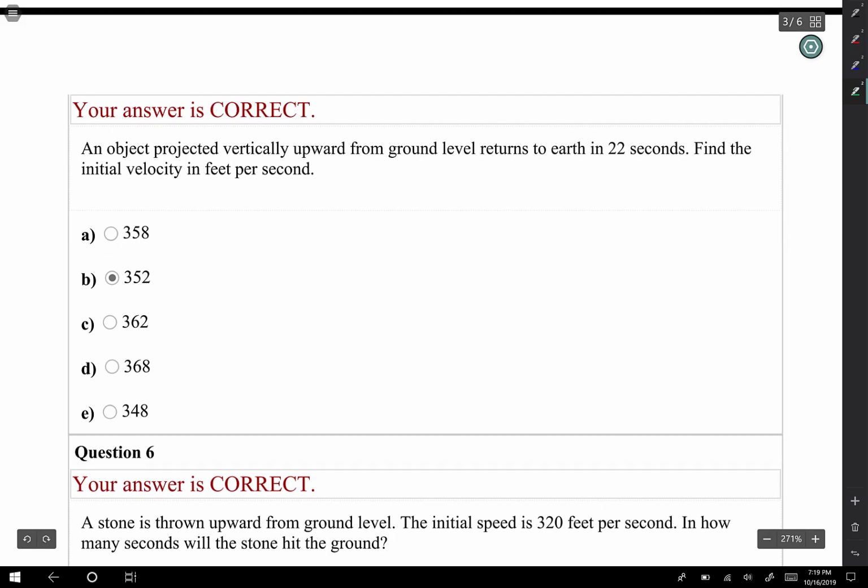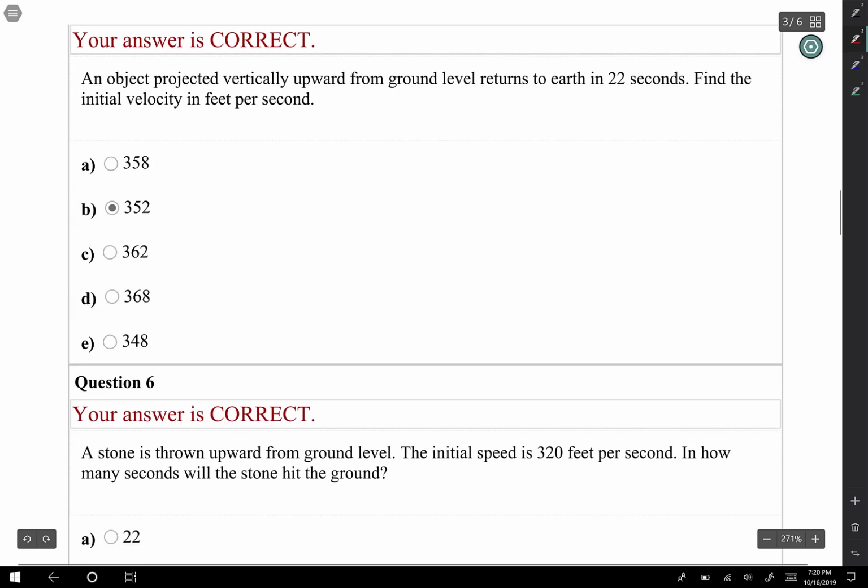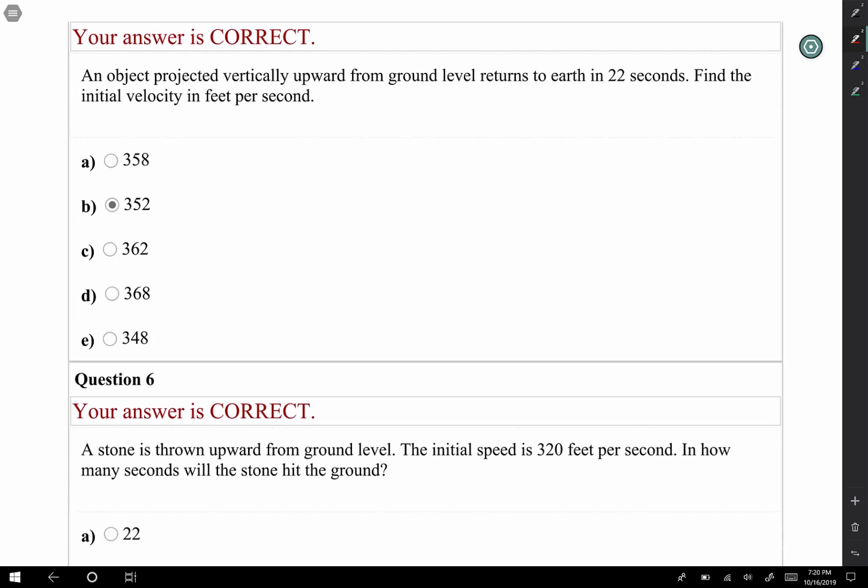An object projected vertically upward from ground level returns to Earth in 22 seconds. Find the initial velocity in feet per second. All right, so we're doing this the calculus way, guys. Yes, you can do it with physics if you want, but it's easier with calculus. So what we're going to start with is we're going to say the acceleration due to gravity is 32 feet per second squared. So we're going to say that's negative 32 because downward is negative.